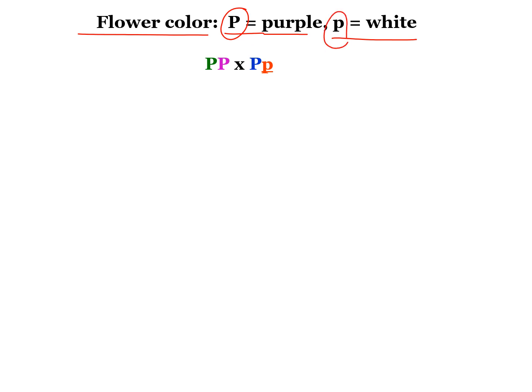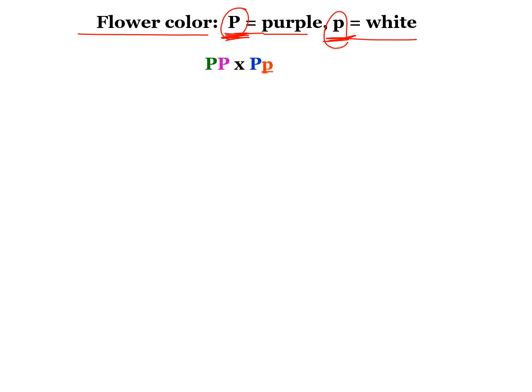Lowercase p is for the white allele. So for a plant to express purple flowers, it needs only one dominant allele. For a plant to express white flowers, it needs to have two recessive alleles. It needs to be homozygous for the recessive allele.